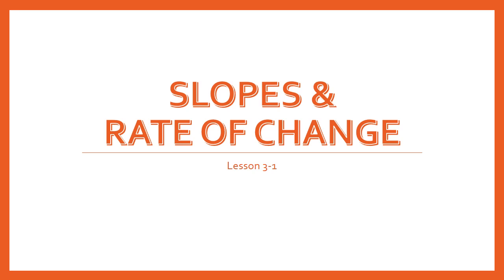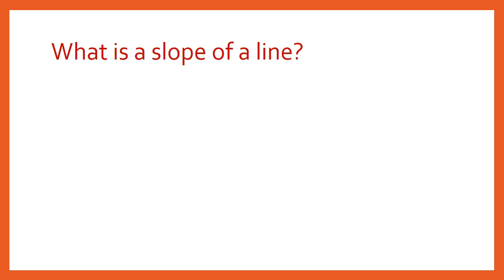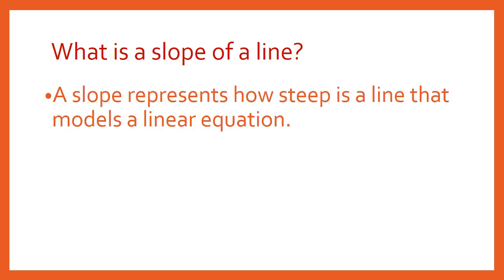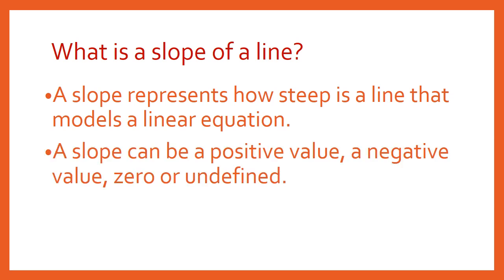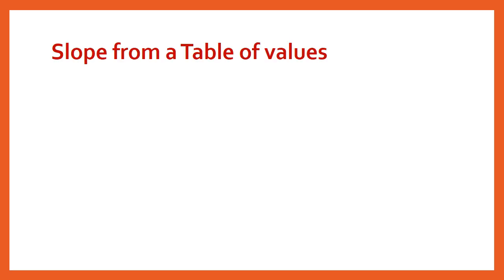Hi guys, in this video we're going to talk about slopes and rate of change. What is a slope? A slope represents how steep a line is that models a linear equation. A slope can be a positive value, a negative value, a zero, or an undefined slope.